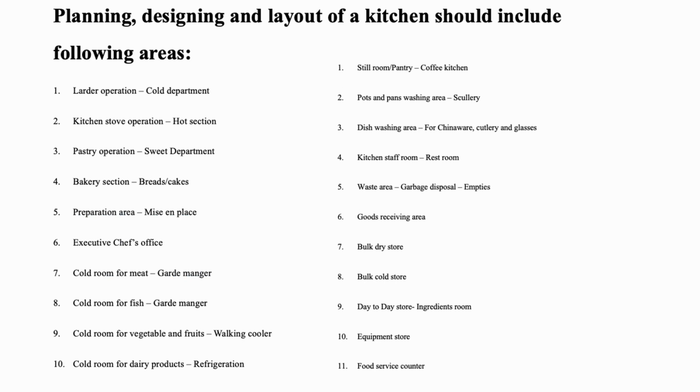Finally, planning, designing, and layout of the kitchen should include the following areas: larder operation or cold department, kitchen stove operation or hot section, pastry operation or what we call sweet department, bakery section for breads and cakes, preparation area for mise en place, executive chef's office, cold room for meat, cold room for fish, cold room for vegetables and fruits, walk-in cooler, cold room for dairy products, still room or pantry for coffee, kitchen pot and pan washing area, what we call scullery, dishwashing area for chinaware, cutlery and glasses separately, kitchen staff room or restroom, waste area or garbage disposal, goods receiving area, bulk dry store, bulk cold store, day-to-day store, ingredient room, equipment store, and finally food service counter.